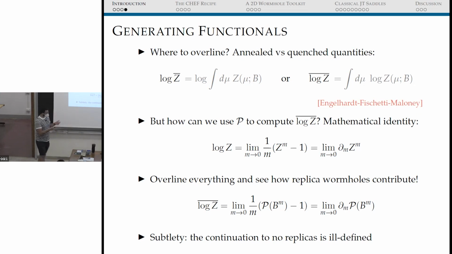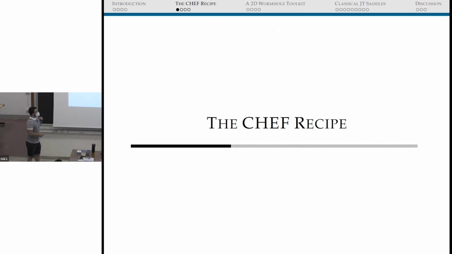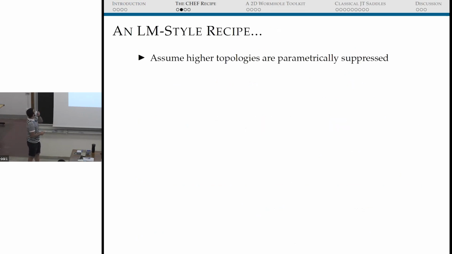Okay, so the continuation is ill-defined in general, and in most cases, there's no Carlson's theorem here that you can invoke that guarantees uniqueness of the continuation given all integer powers. So we have to find some other mechanism that tells us how to do this computation. And so here's where the chef comes.